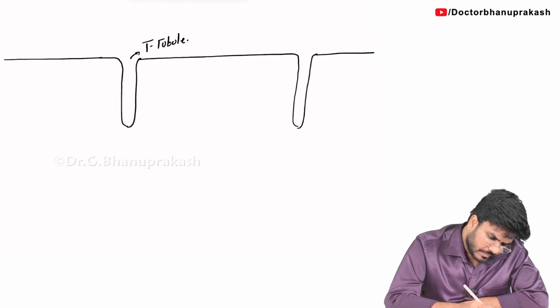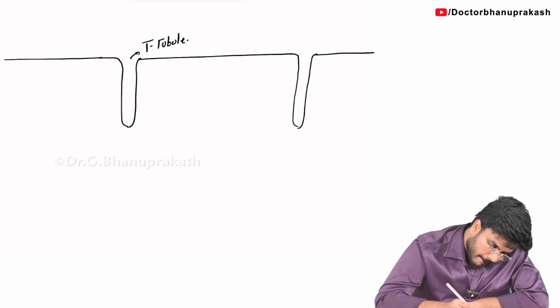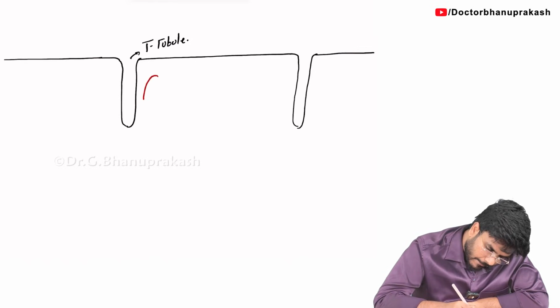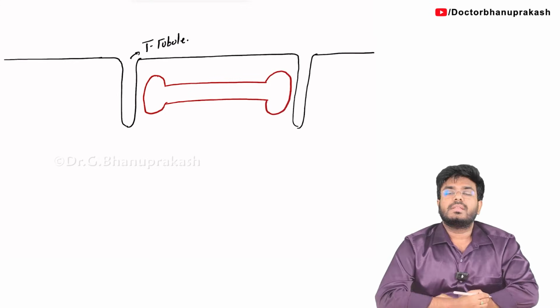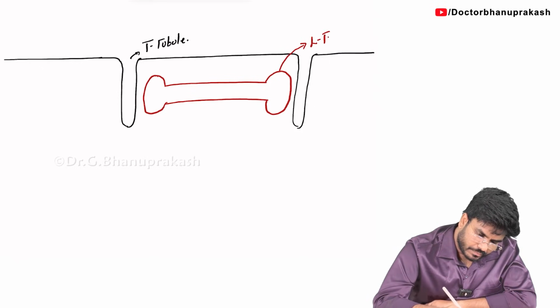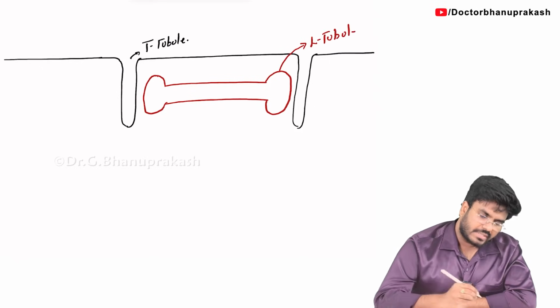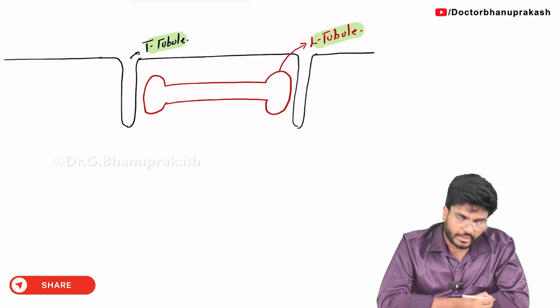Now, let me show you what is L-tubule, guys. The structure which I am showing you here in red color. This structure, what is it called? L-tubule. So there is something called a T-tubule and there is something called an L-tubule. T for transverse, L for longitudinal tubule.